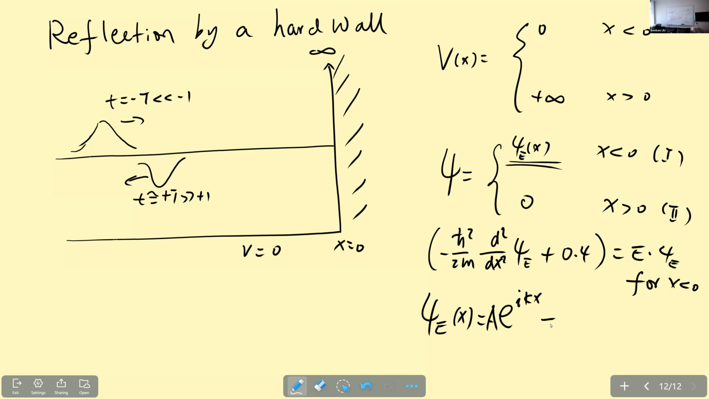Times coefficient A plus coefficient B. Very simple, right? Okay, with K just equals to square root of 2m energy over h bar squared. So you can say, first of all, for any energy E, there's a solution. So this forms a continuum.